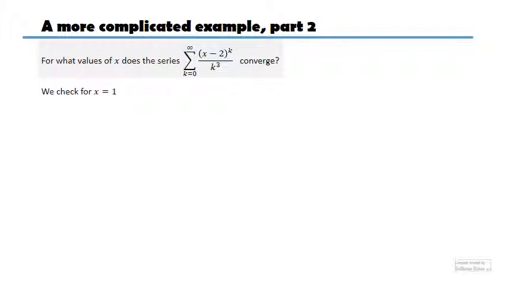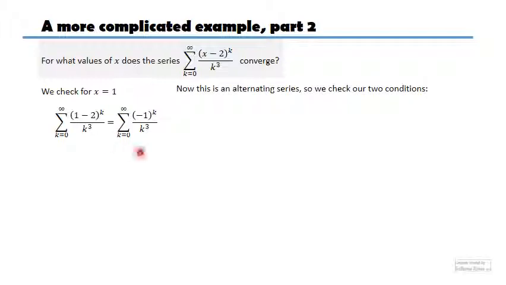We check for x equals 1. We substitute, in the x we put a 1, and we end up with this thing. Now this, we know what it is, and you should recognize it. This is an alternating series. If we try to use a ratio test for this one, you're going to get 1, so that's not going to work. But it's an alternating series, so you need to have your two conditions.